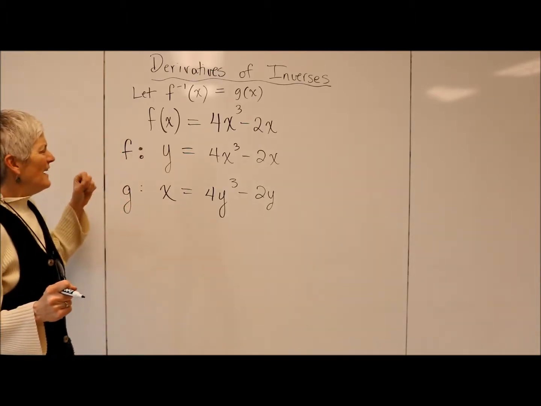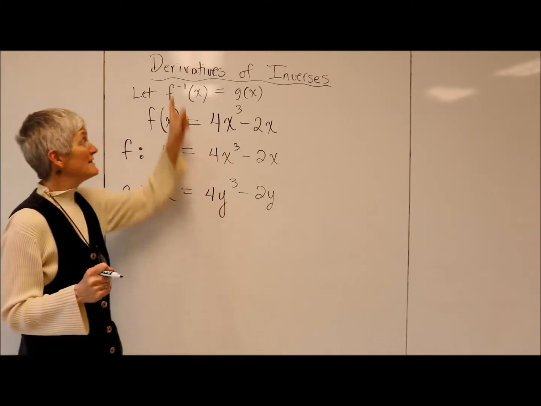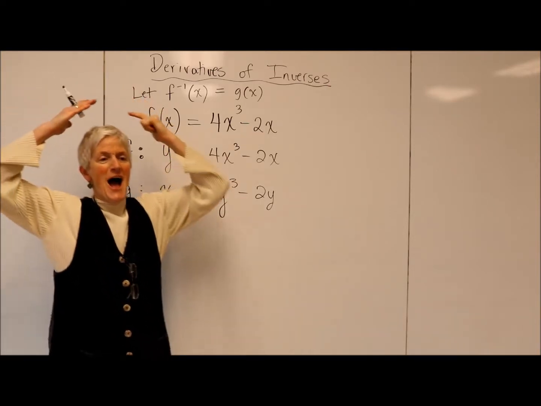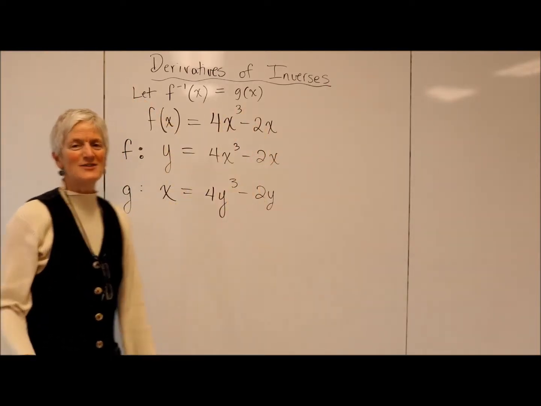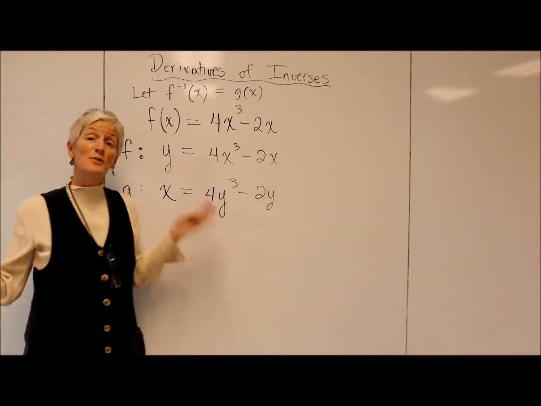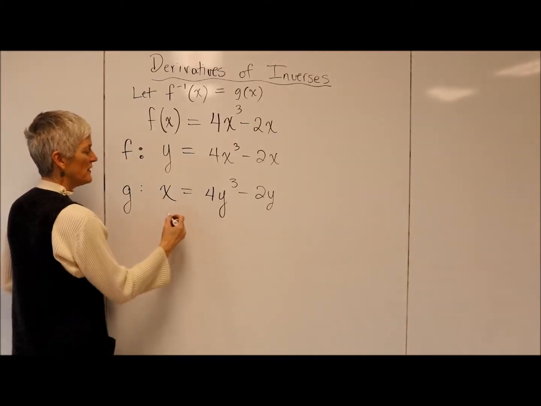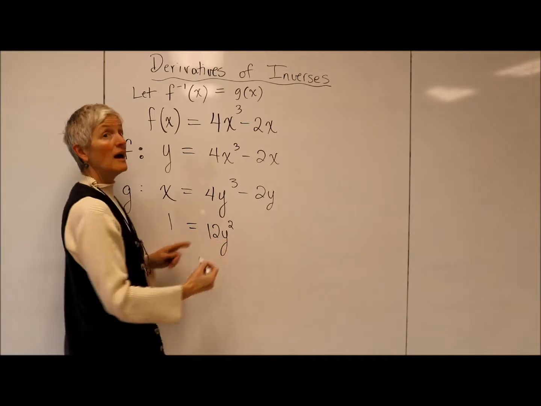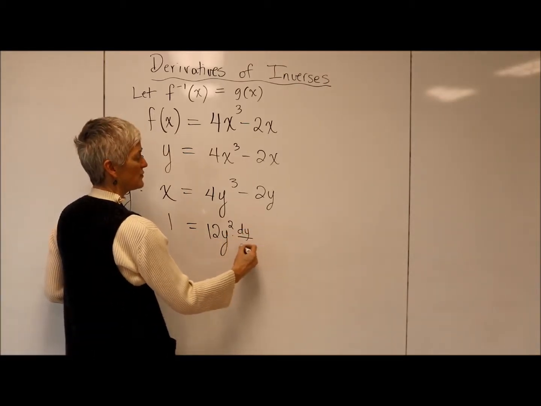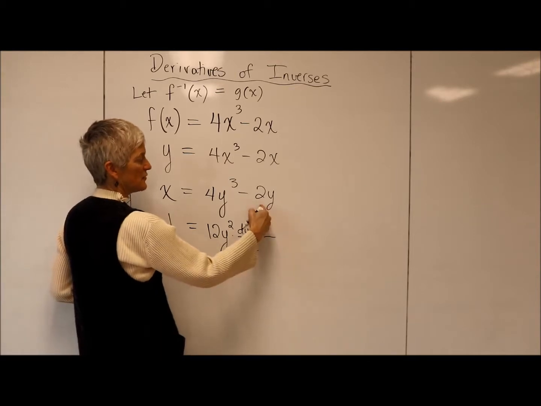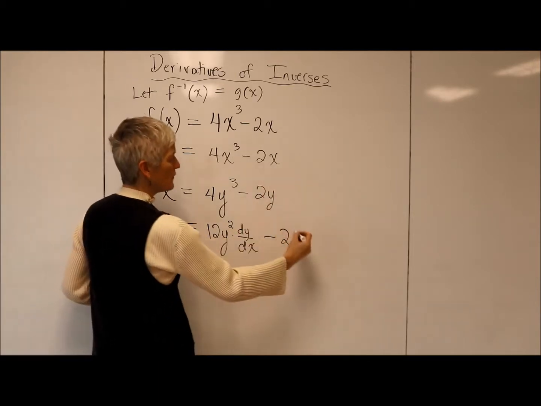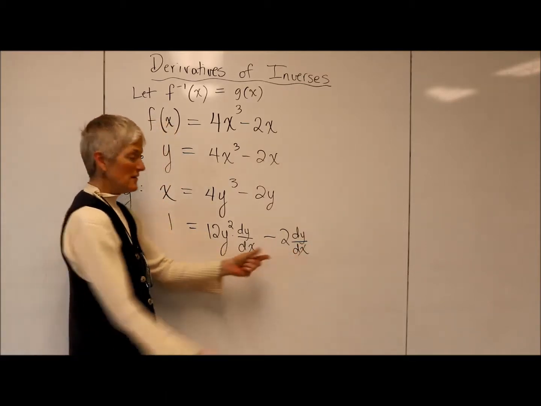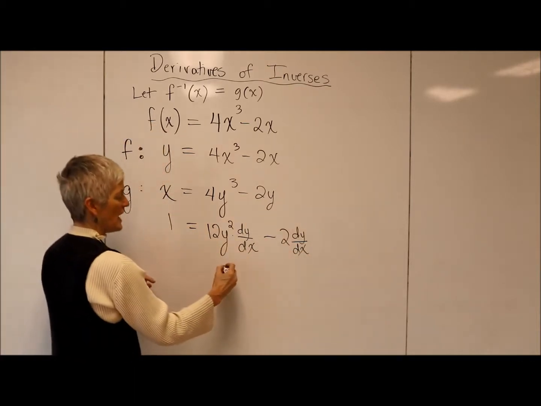But fear not. I don't need to solve for y to take the derivative, do I? How can I take the derivative of something weird like this? Yes, implicit differentiation. I'm going to take the derivative of each piece with respect to x. Derivative of x is 1. Derivative of 4y cubed is 12y squared, chain rule, times the derivative of y. Minus the derivative of 2y is 2 times the derivative of y, which is dy dx. Okay, I'm looking for the derivative represented by dy dx, so I'm going to factor out dy dx.